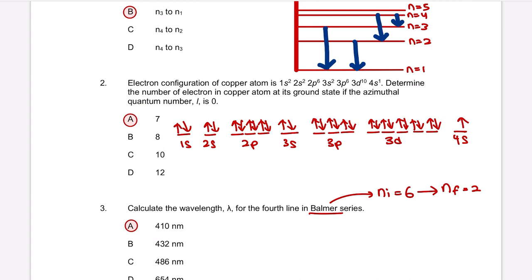The next question is determine the number of electrons in the copper atom. They have given you the configuration over here. At its ground state, if the azimuthal quantum number, which is L, equals 0, we all know if the L value equals 0, it is referring to the s orbital. Thus, how many s orbitals do we have? 1, 2, 3, and 4. So if we calculate the total number of electrons, that would give us 7.